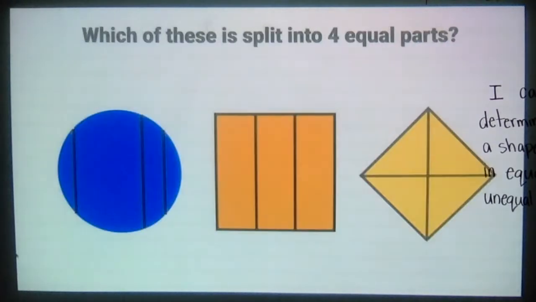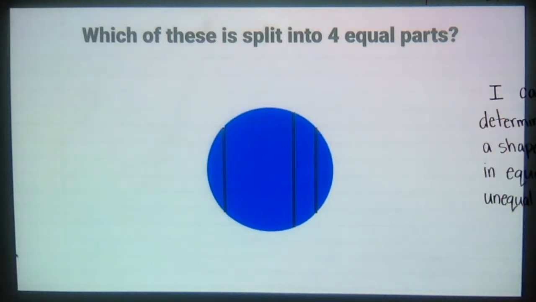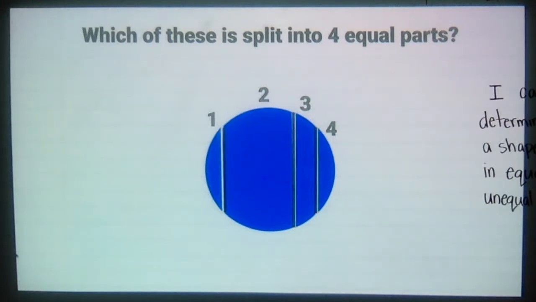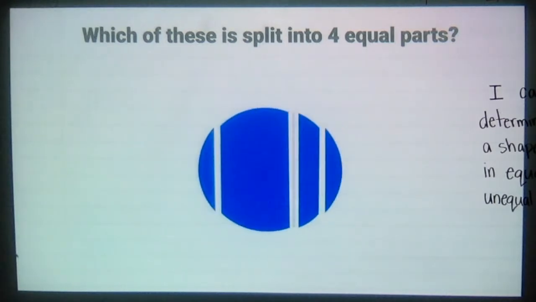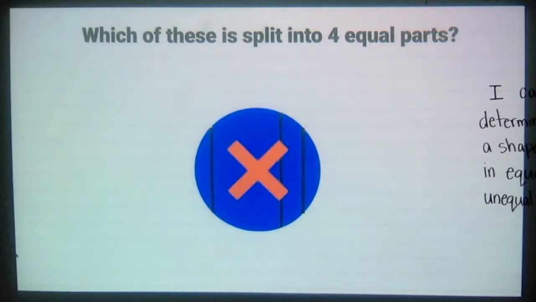Now let's practice some of these together. Which of these shapes is split into 4 equal parts? Well, let's start by looking at this first shape. How many parts is this shape split into? This shape is split into 4 parts. Are all of the parts equal? No. We can see that all of the parts are not the same size. These are not equal parts.